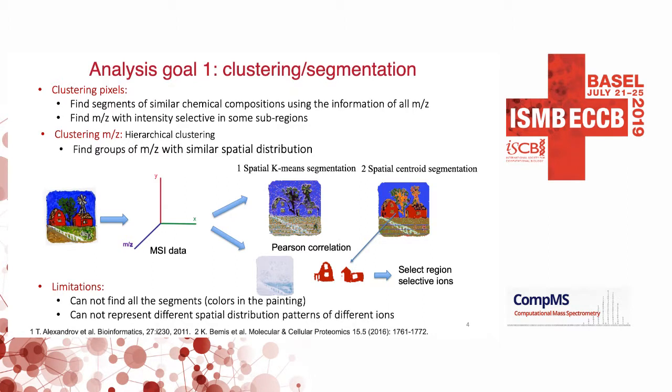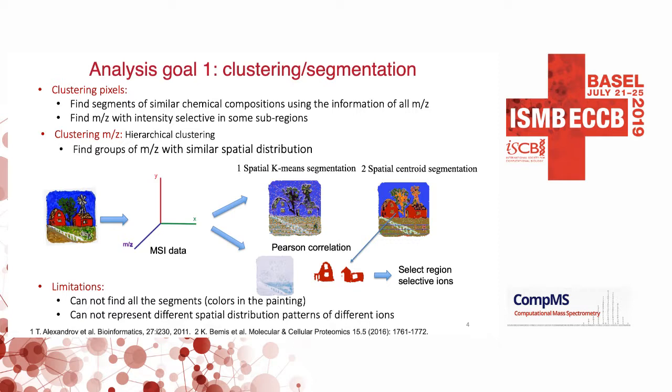There are different analysis goals in MSI. One of them is clustering, and there are two different kinds of clustering. One is clustering pixels, or what we call image segmentation, and the other is clustering m/z. The goal of clustering pixels is to find segments of similar chemical compositions using the information of all m/z, or more importantly, to find m/z with intensity selective in some subregions. Similarly, the goal of clustering m/z is to find groups of m/z with similar spatial distributions.